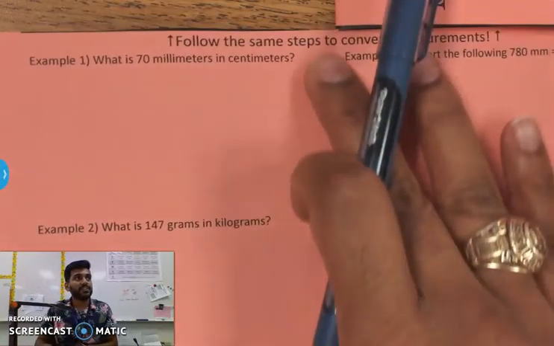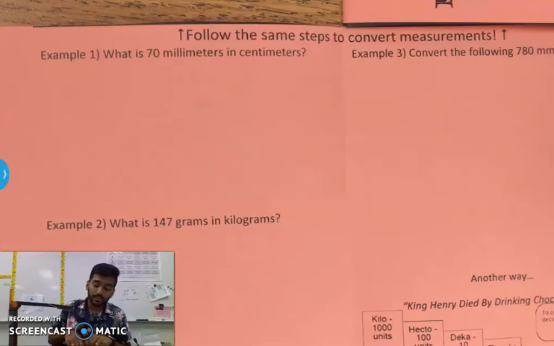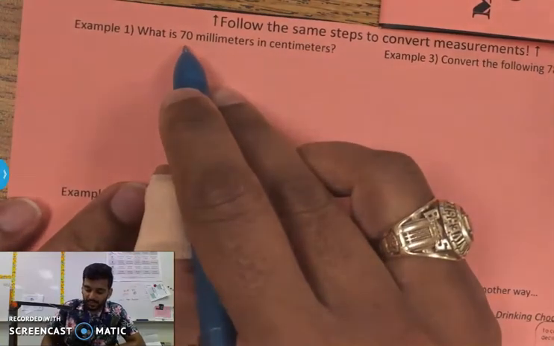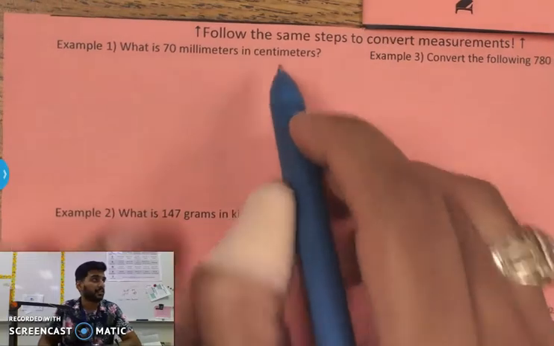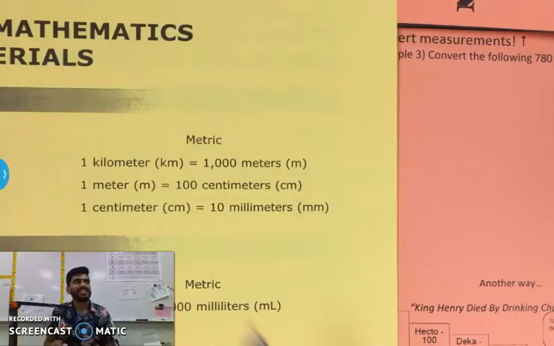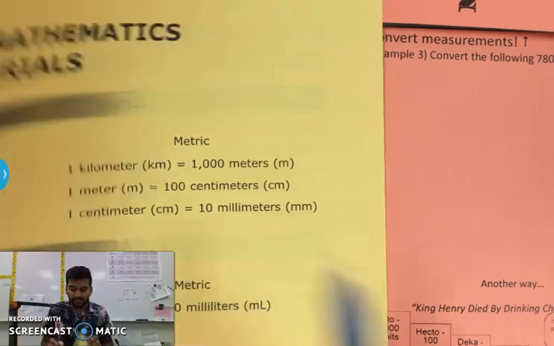Now, remember, you can set up your proportion either the newer way when we look at it with measurement, or you can use a regular old proportion like we've been doing this whole time. So let's look at number one. It says, what is 70 millimeters in centimeters? Well, if I look on my formula chart, millimeters and centimeters, I know 1 centimeter is 10 millimeters.